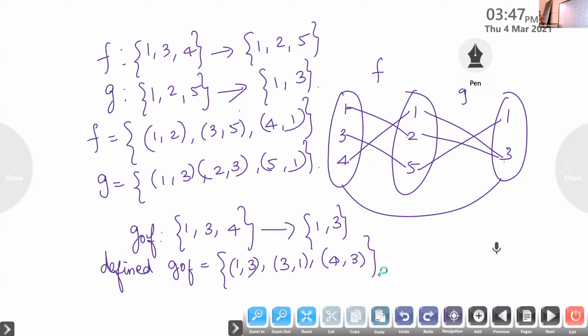Okay, how we are defining the composition of functions, is it clear, children? G composition f is a mapping from A to C, but g composition f of x is defined as g of f of x.